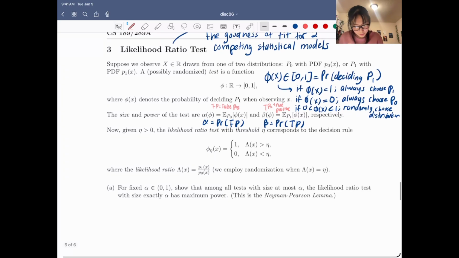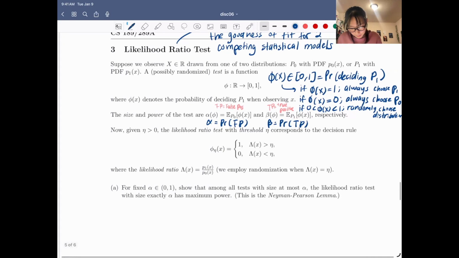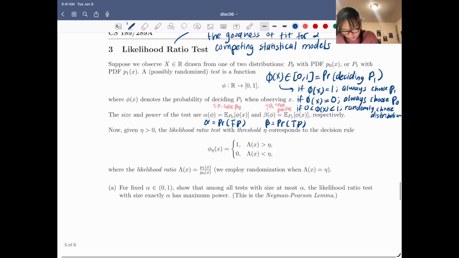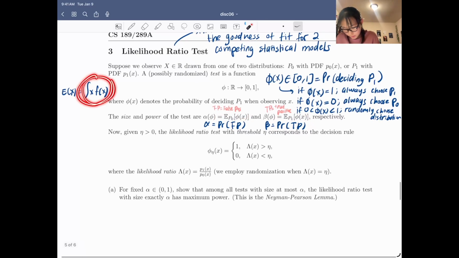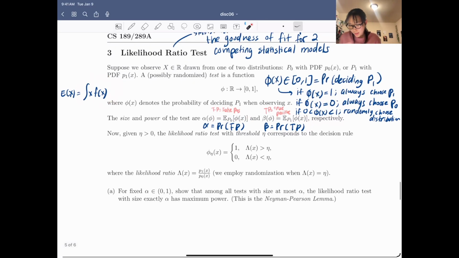And one more thing to remember is the property that the expectation is equal to the integral of x times f of x, where f of x is the PDF. Later I'll show you, but we can represent expectations as integrals as well. And that will also be very helpful for us.